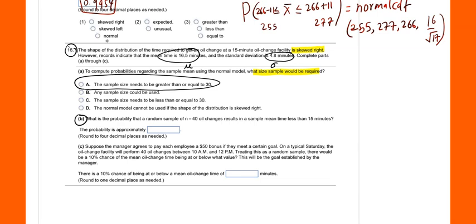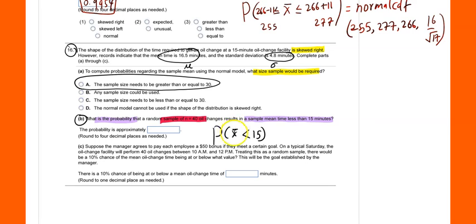Part B. What is the probability that a random sample of 40 oil changes results in a sample mean less than 15 minutes? Remember that the sample size is 40 oil changes. Here we're looking for the probability of the sample mean being less than 15 minutes. That's what I'm looking for, and this is the X bar here.